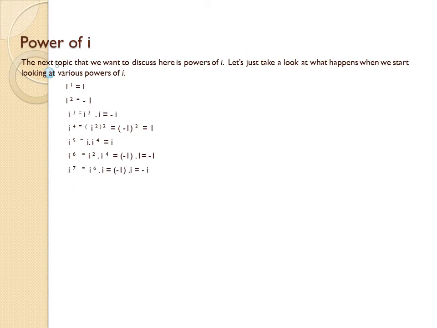Next, if I go for I to the power 7, I can write it equal to I to the power 6 into I. I to the power 6 I have deduced as minus 1, so minus 1 into I is minus I. Here you can see I cubed and I to the power 7 are the same. Both are minus I.